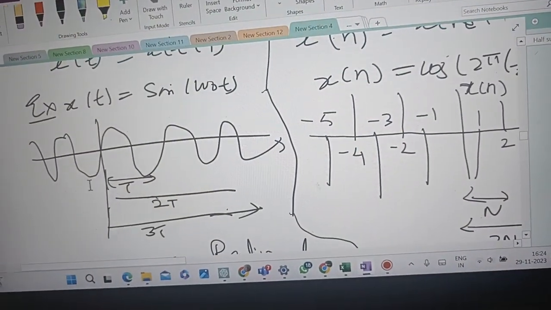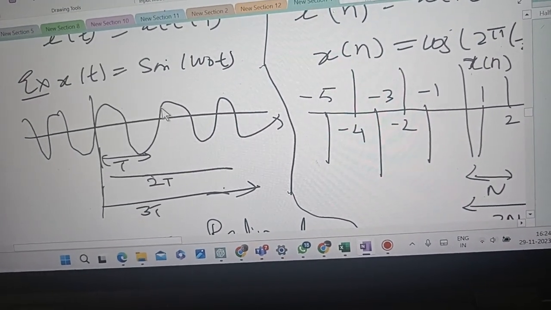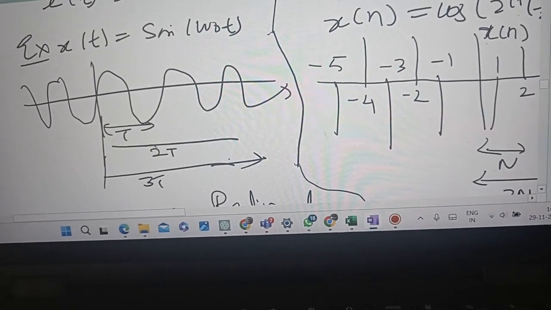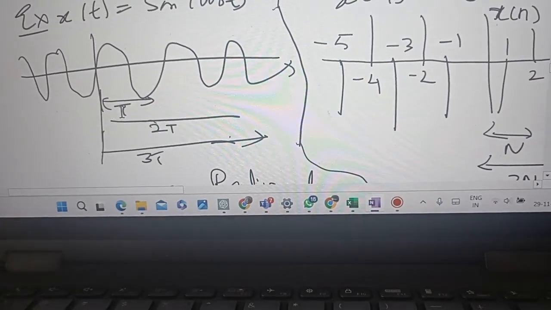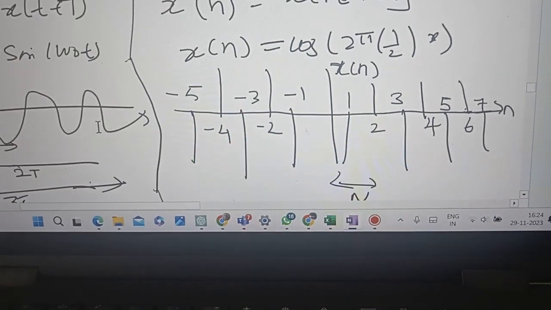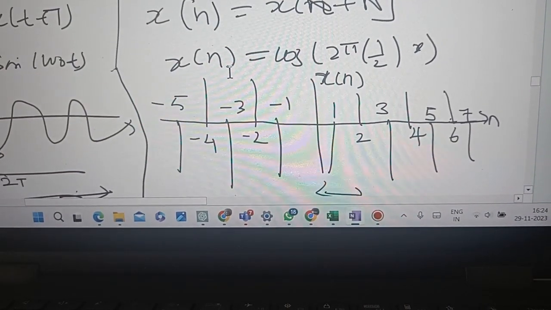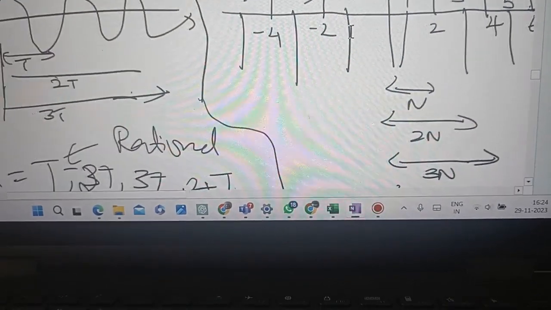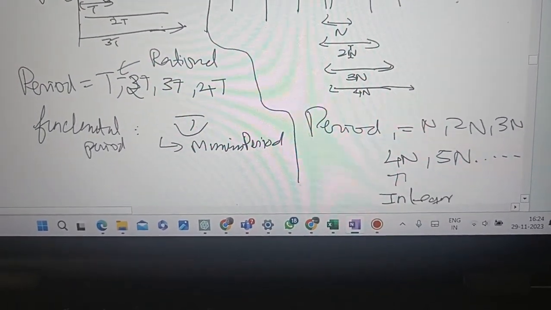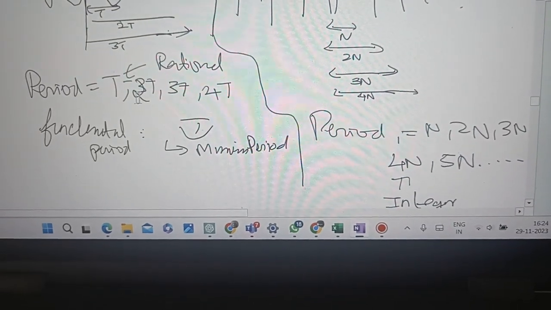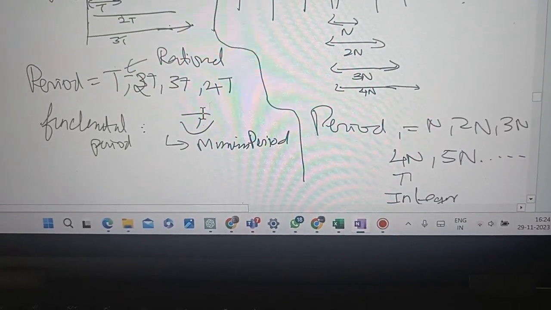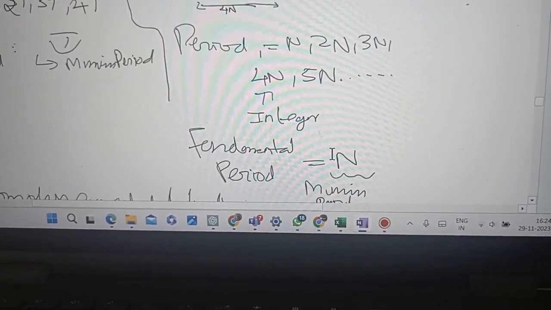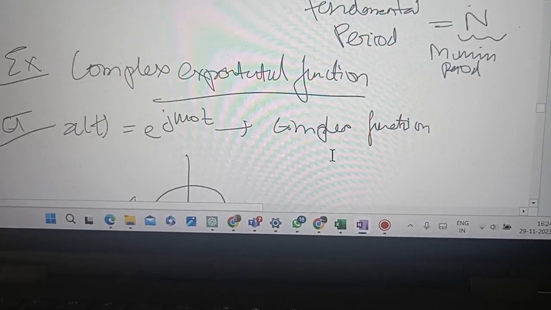This is the graph of the function, with points at 1/t, 2t and 3t, and values such as -5, -4, -3, 2. This is the normal cos(2π t/2). The periods are T, 2T, 3T and 4T. The fundamental period is the smallest period, and the periods are N, 2N, 3N, 4N, 5N for an integer N.